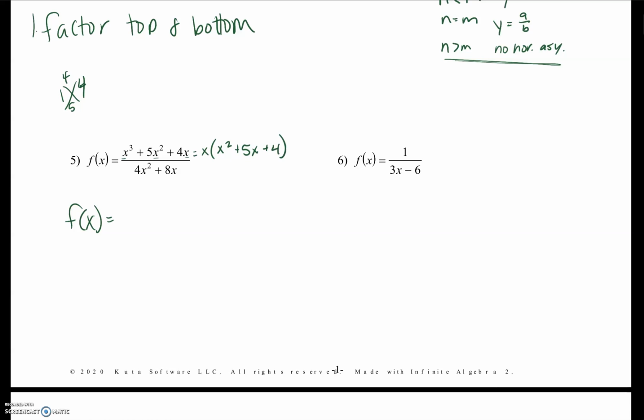We still have 4 and 5, so our factors will be x times x plus 1 times x plus 4 on the top. And on the bottom, we also have a GCF of 4x. So that would give us x plus 2. Okay, so 4x, x plus 2. All right, so remember, factored form helps us find the holes and the vertical asymptotes.